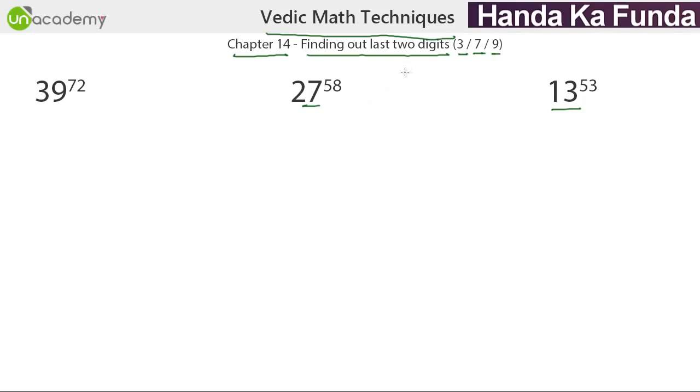But before we actually go ahead with this, I very strongly recommend that you watch the videos before chapter 14. There are videos where we have talked about finding the last two digits of numbers ending in 1 and 5. That would be required. There is a video where we talk about finding the last digit. That would be required. There is a video where we talk about how to multiply two-digit numbers. Even that would be required. For this, you can go to our YouTube channel, Unacademy.